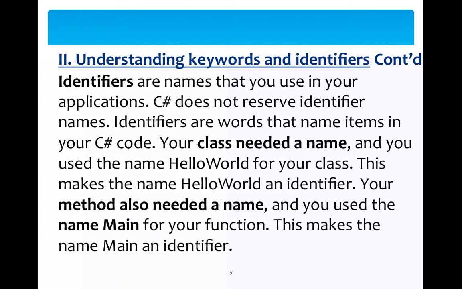Identifiers are names that you use in the application. C# does not reserve identifier names. Identifiers are words that name items in your C# code. Your class needed a name, and you use the name HelloWorld for your class. This makes the name HelloWorld an identifier. Your method also needed a name, and you use the name Main for your function. This makes the name Main an identifier.